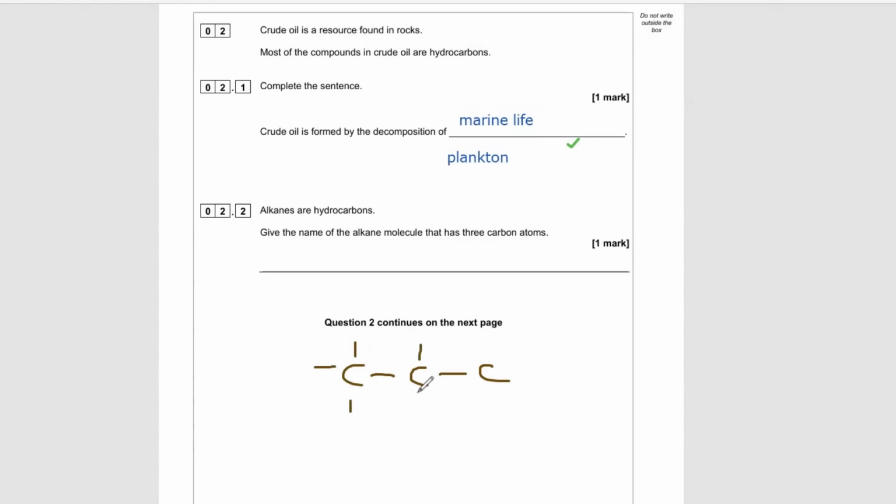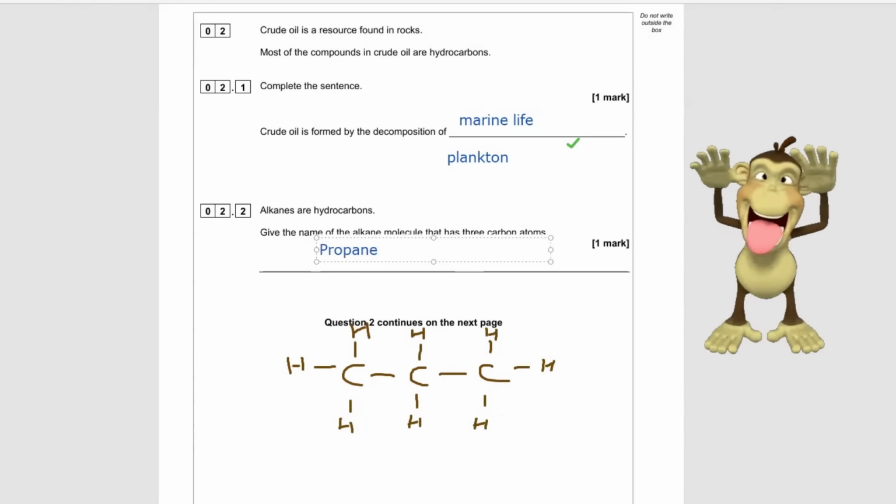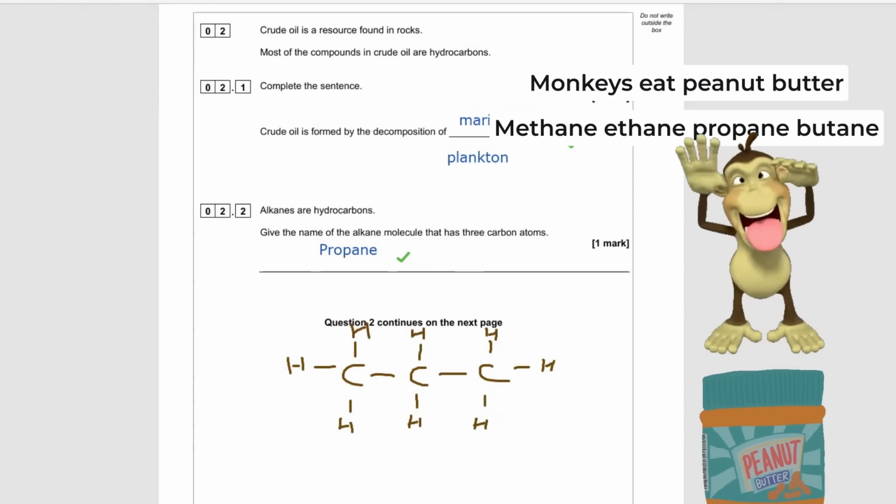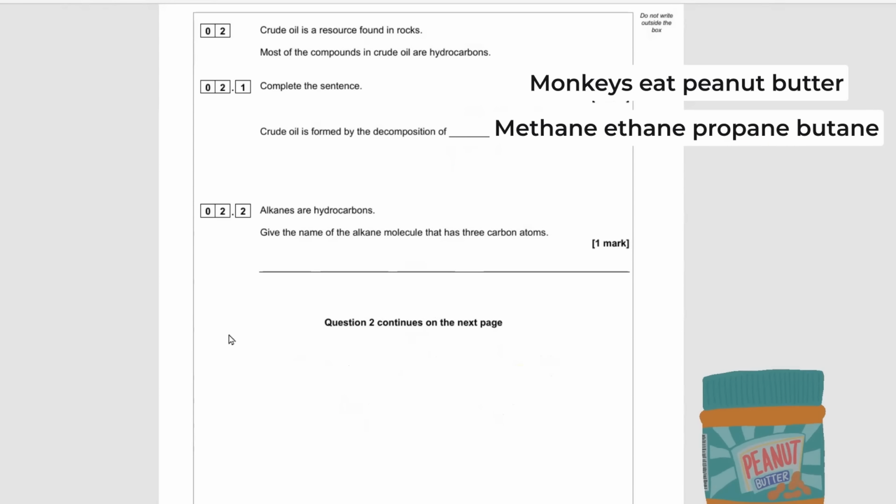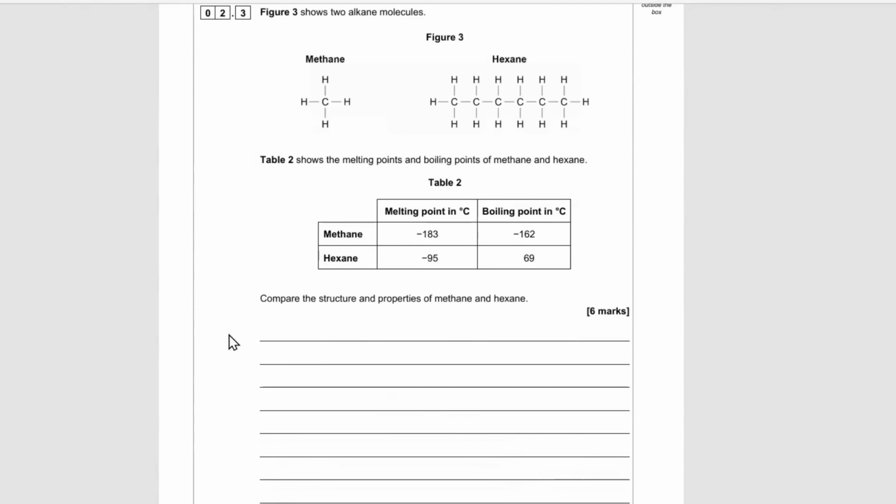Now, name the alkane that has 3 carbon atoms. I'm drawing it out for you right here. So, which alkane am I drawing out here? You might know the name of 1 is methane, 2 is ethane, and 3 carbons is propane, and 4 is butane. There's a rhyme for that. What is it? Monkeys eat peanut butter. So, monkeys eat peanut butter tells you the 4 you've got to know: methane, ethane, propane, butane.